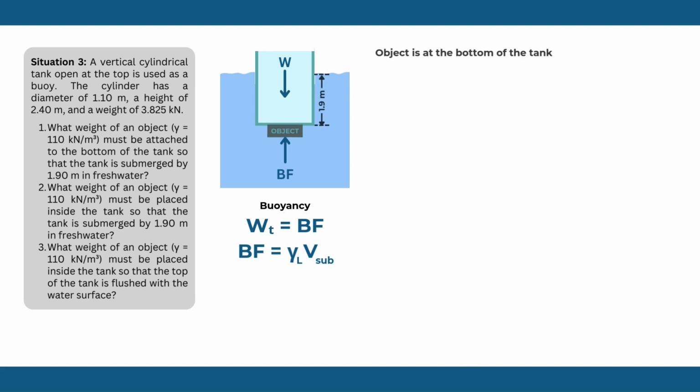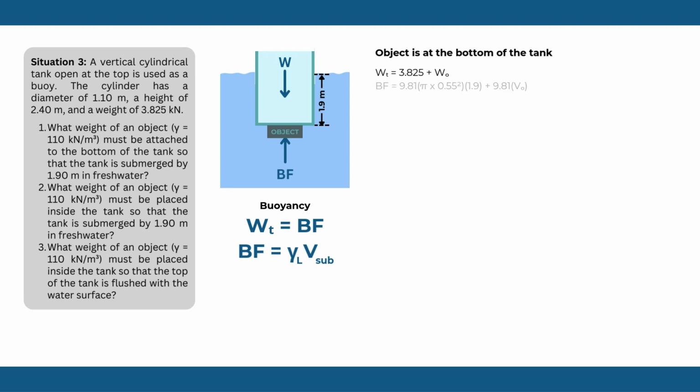For our first one, tinatanong sa atin kung ano yung supposed weight ng object na naka-attach sa cylindrical tank if we are to maintain the tank's submerged height of 1.9 meters. To determine that, we just have to solve this using our static equilibrium equation, W equals Fb. So for the value of our total weight, syempre including self-weight ng cylinder na 3.825 kilonewtons, add lang natin yung unknown weight ng object, which we will denote as W sub O.